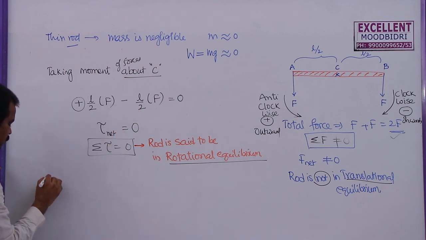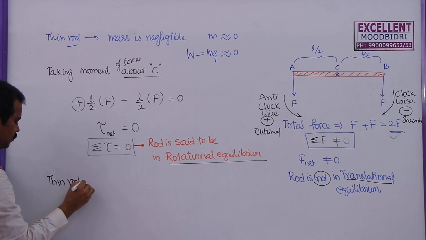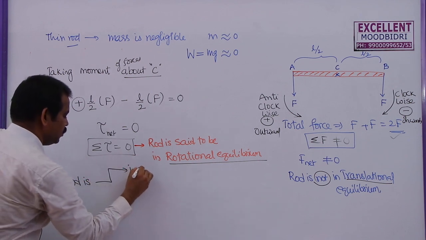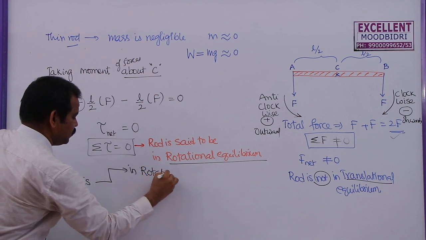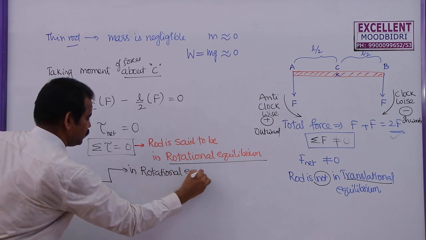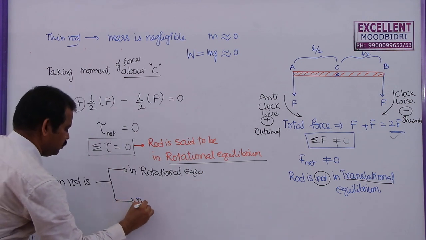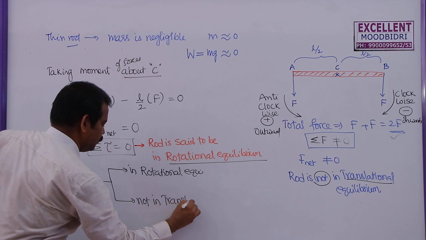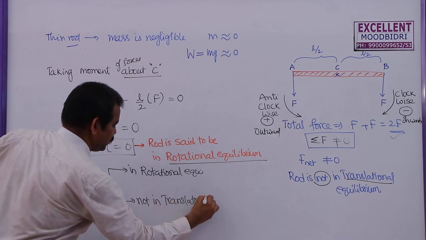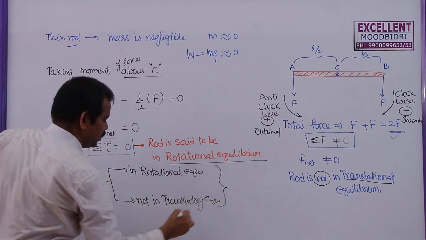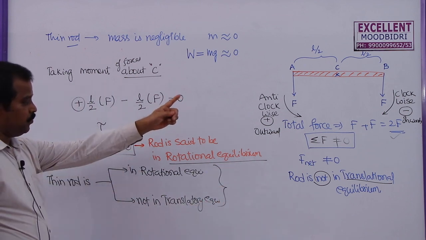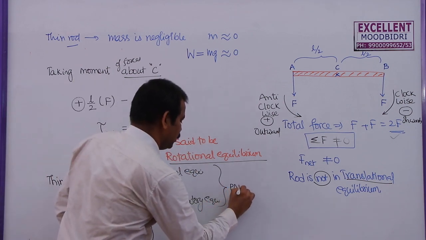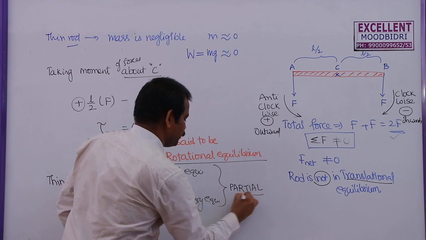In this case, this thin rod is in rotational equilibrium but not in translatory equilibrium. So it is not in mechanical equilibrium, but if it obeys at least one equilibrium condition, then it is said to be in partial mechanical equilibrium.